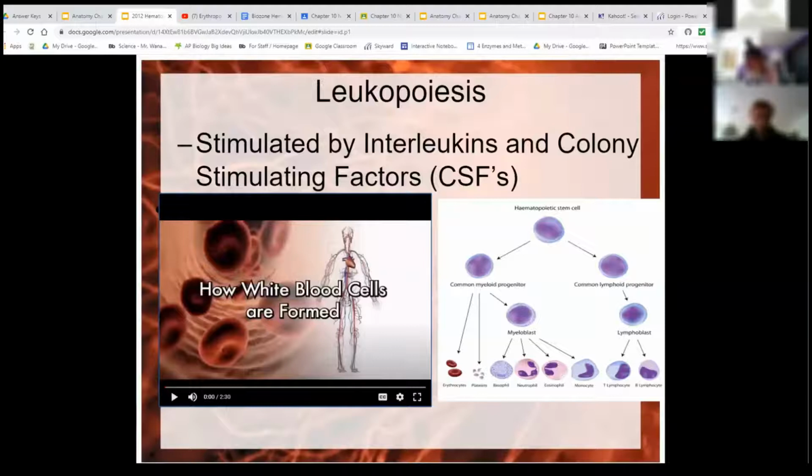And then how long were they in the bloodstream? Did you catch that? Not long. Hours. 3 to 6 hours. That is amazing to me that these white blood cells that are so important last not but a few hours each. So that's why leukopoiesis is going to be happening all the time, because they have such a short lifespan.